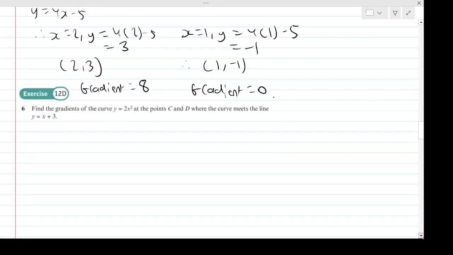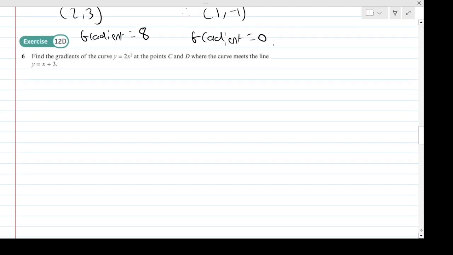Now we've got some more exercise questions. We are told to find the gradients of the curve y is 2x squared at the points C and D, where the curve meets the line y is x plus 3. So it's a very, very similar question, pretty similar to what we just did.